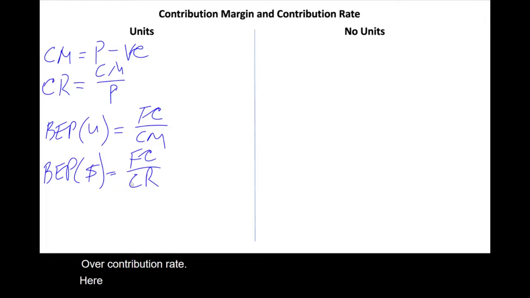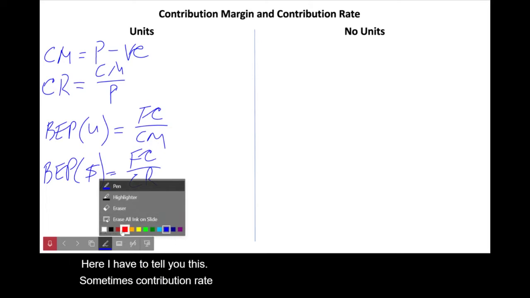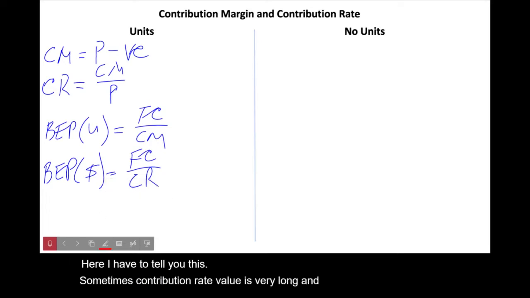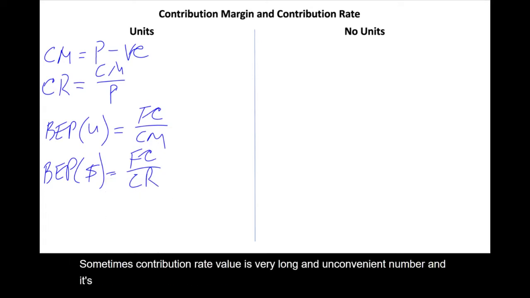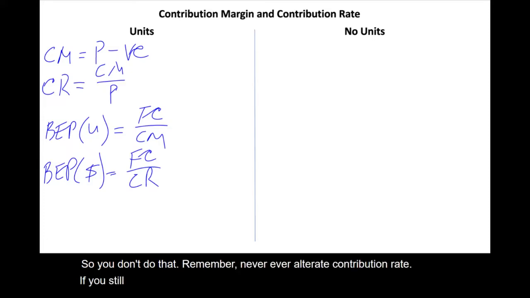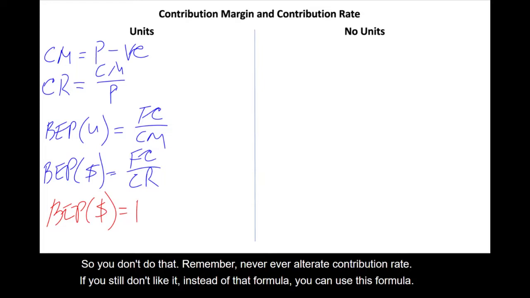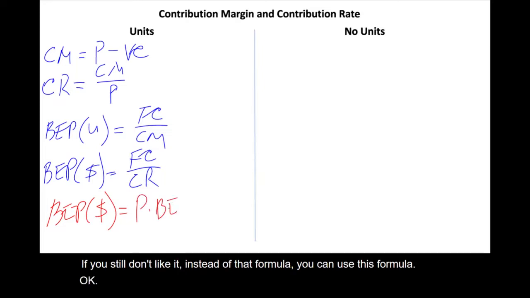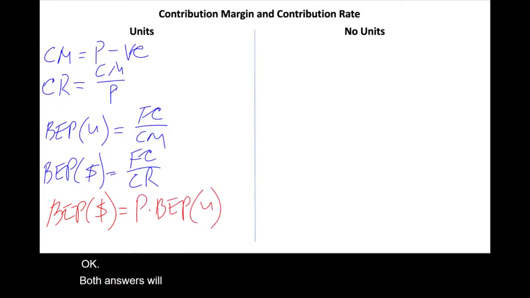Here I have to tell you this. Sometimes the contribution rate value is a very long and inconvenient number, and it's very tempting to round it. So you don't do that. Remember, never ever alter the contribution rate. If you still don't like it, instead of that formula, you can use this formula. Both answers will be the same.